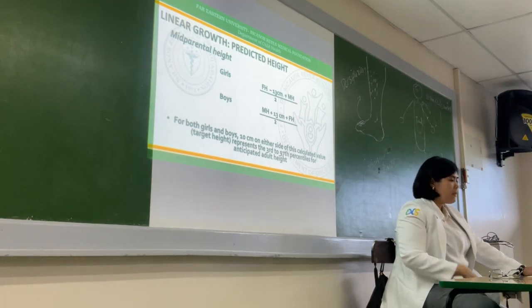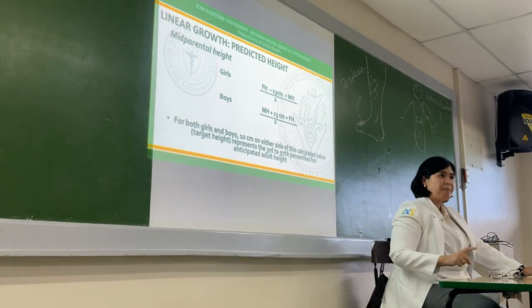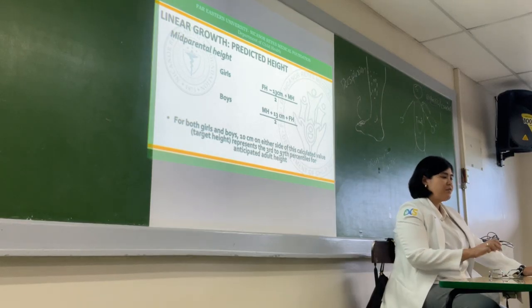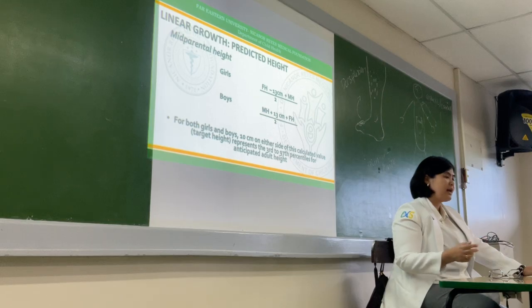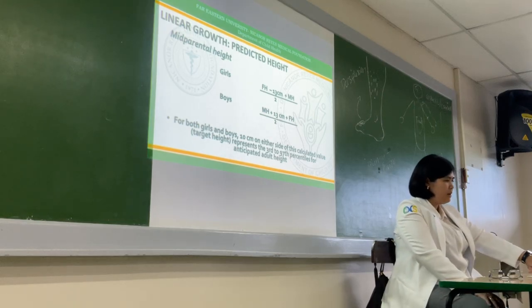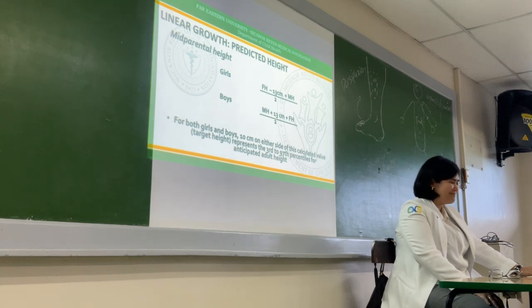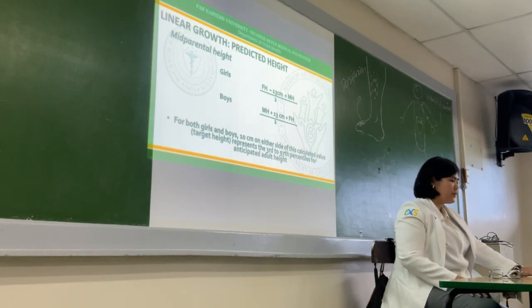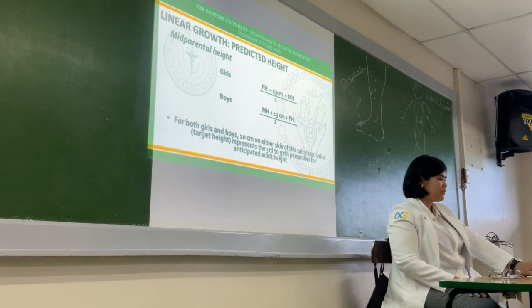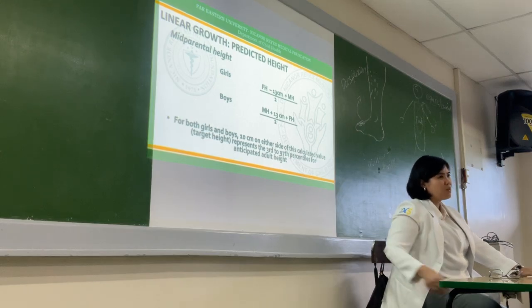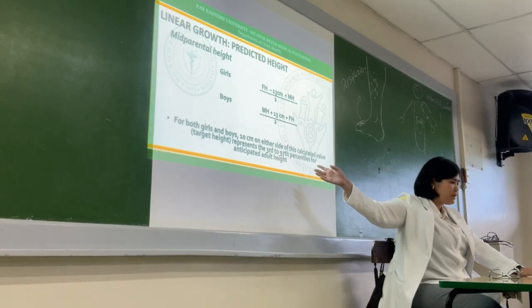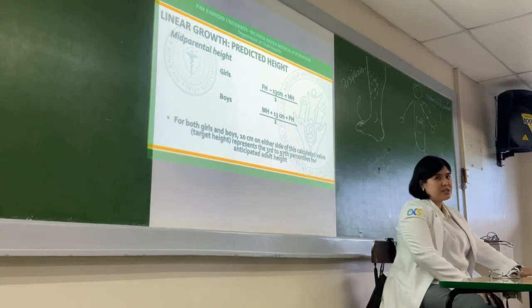So just remember: if your patient is male, maternal height plus 13 plus father's height, divided by 2. If your patient is female, father's height minus 13 plus maternal height, divided by 2. For both girls and boys, 10 cm on either side of this calculated value represents the 3rd to 97th percentile for anticipated height. So once you get the value, plus or minus 10 centimeters or 4 inches.